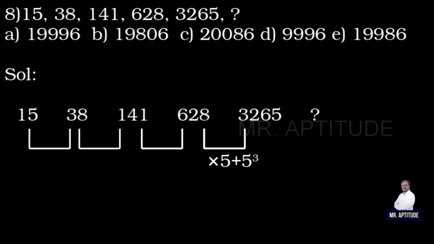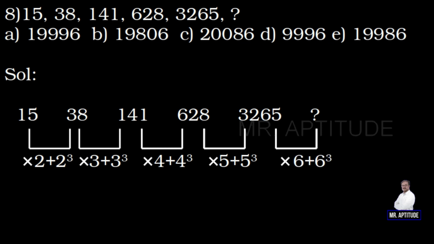141 and 628. 141 into 4 plus 4 cube. 38 into 3 plus 3 cube. 15 into 2 plus 2 cube. So your answer will be 3265 into 6 plus 6 cube, which gives you 19806. And it's option B.